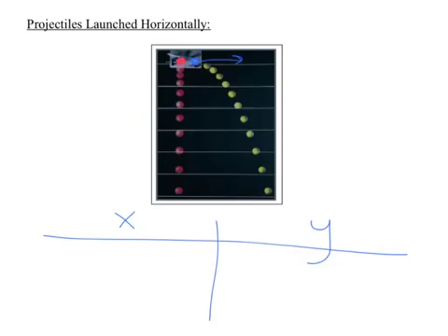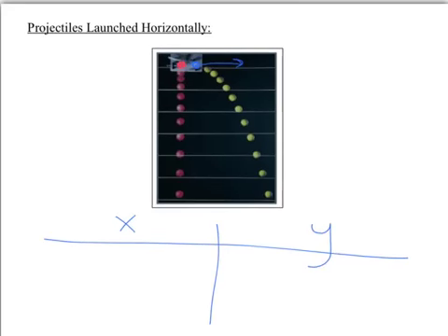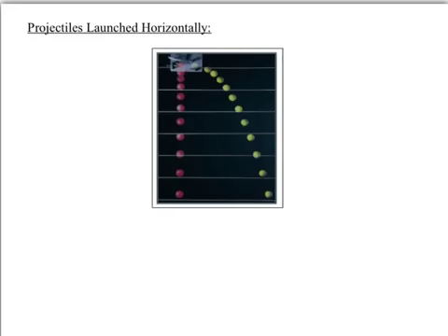So let's take a look at this next slide here. Why isn't that going away? There we go.